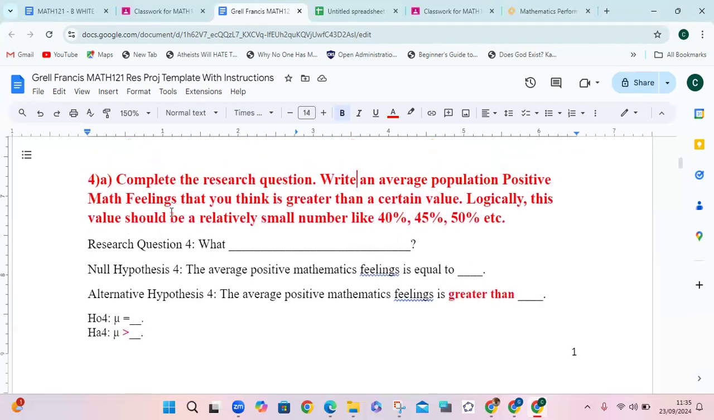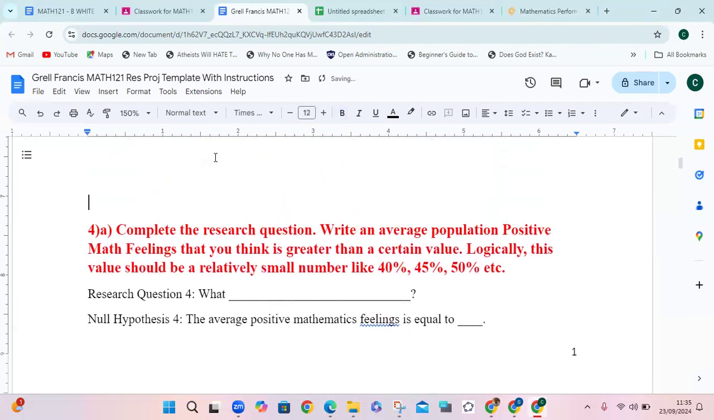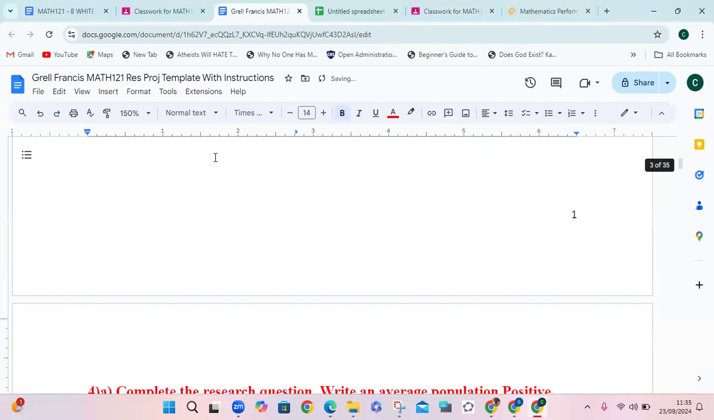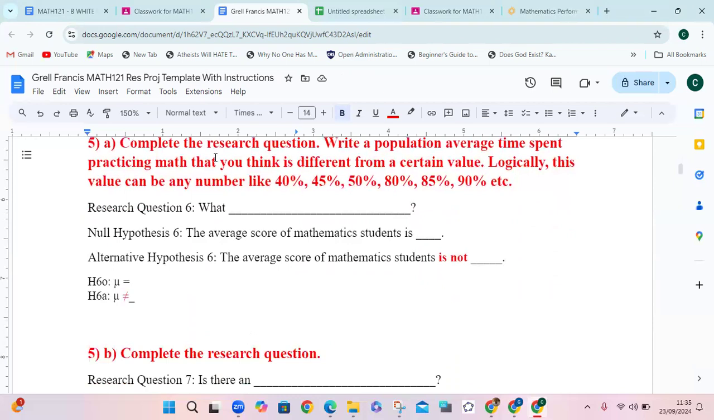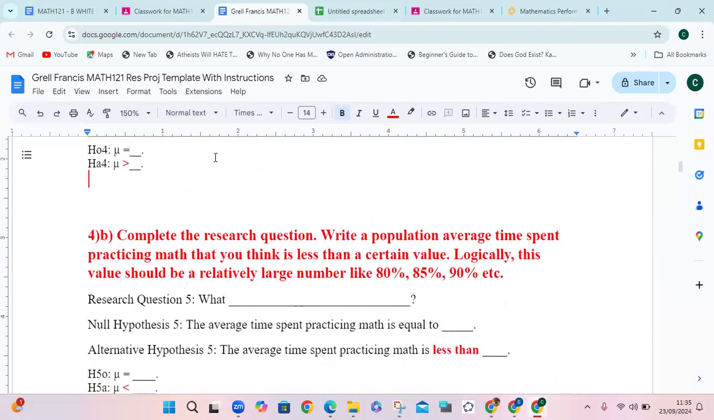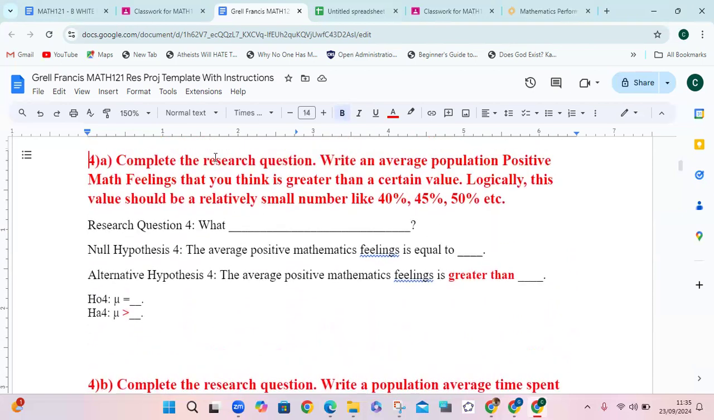Let's take a look at research question number 4. Numbers 4, 5, and 6 are similar. It says, complete the research question, write an average population positive math feelings that you think is greater than a certain value. Logically, this value should be a relatively small number, like 40%, 45%, 50%. Let's break this down.